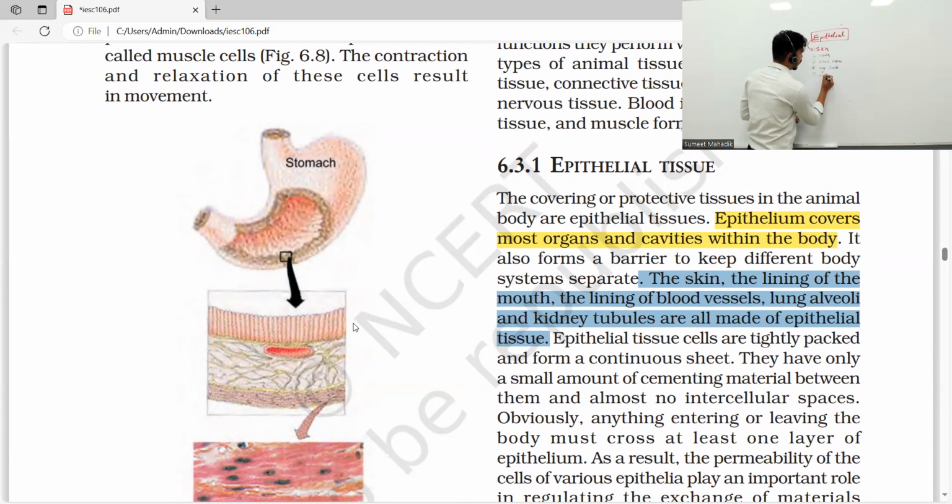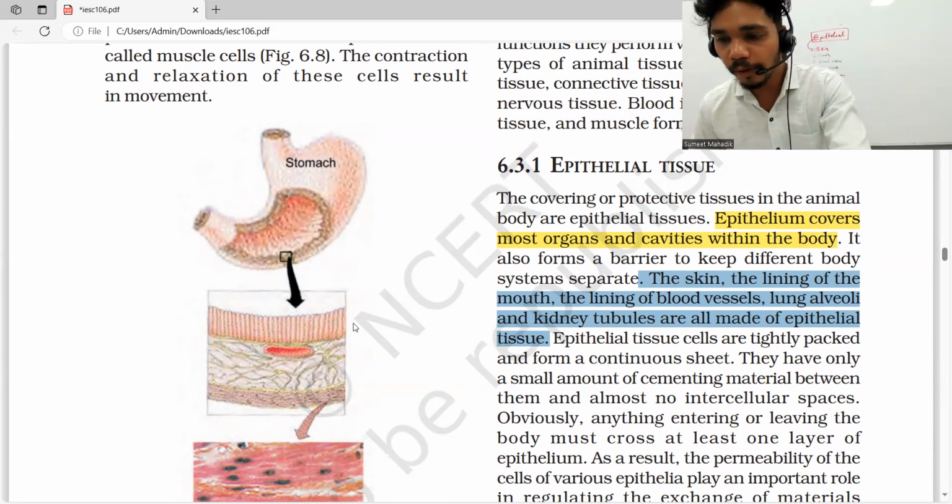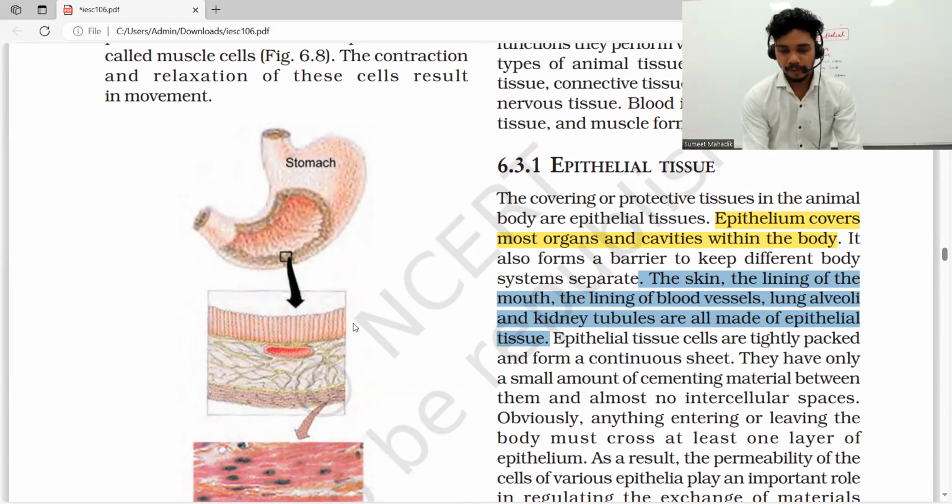Kidney tubules. Now, what is this? Okay, I will tell you. Tell me one thing. Epithelial tissues. When you talk about the epithelial tissue, what is the first point of study over here? Tell me. It's a first layer tissue.